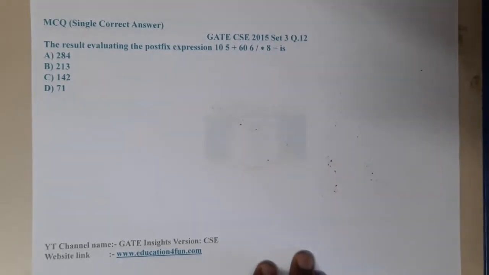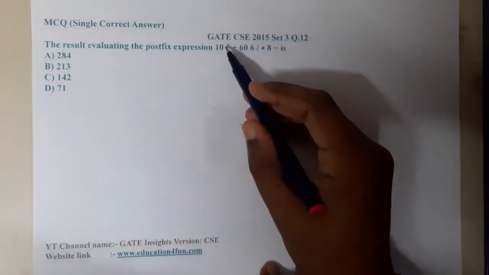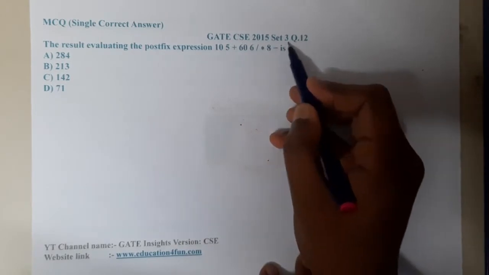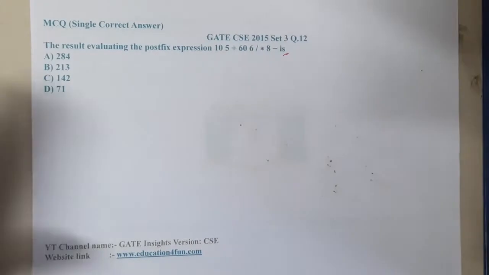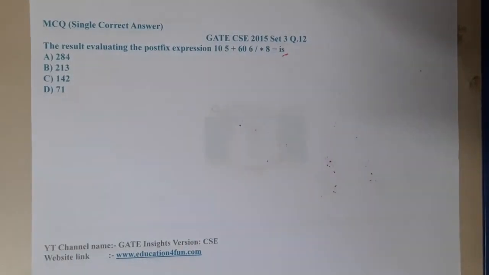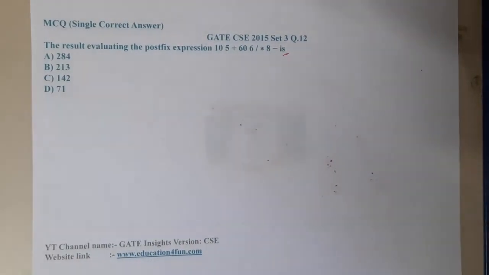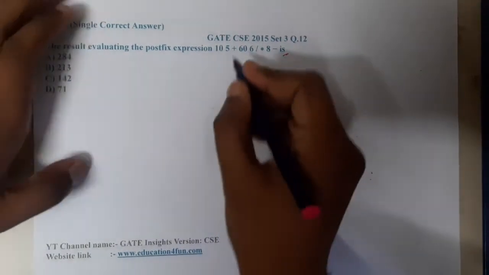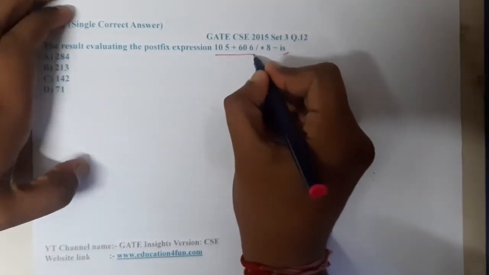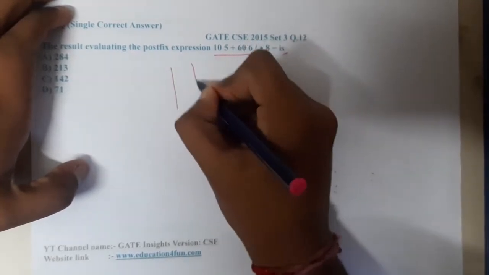In this question, let us solve it. So, GATE CSE 2015 set 3 question number 12. This is a question based on postfix. We have already clearly discussed this topic in our lectures. So how to exactly evaluate? If you recall, it is a postfix, which means a left to right approach, and we will use a stack.